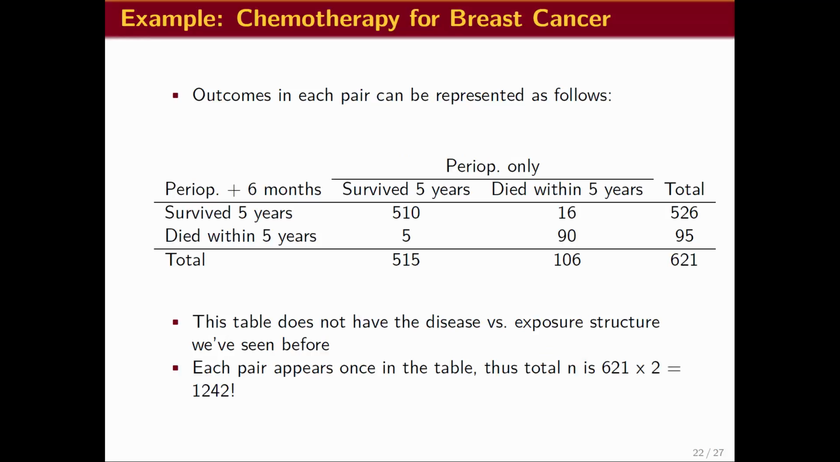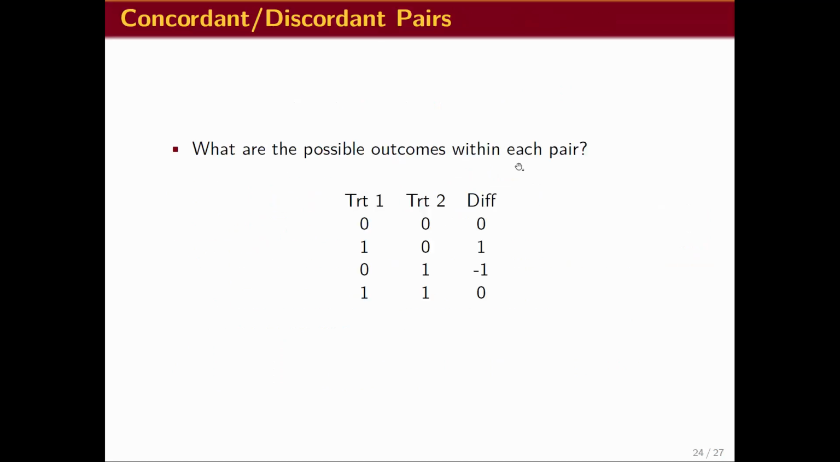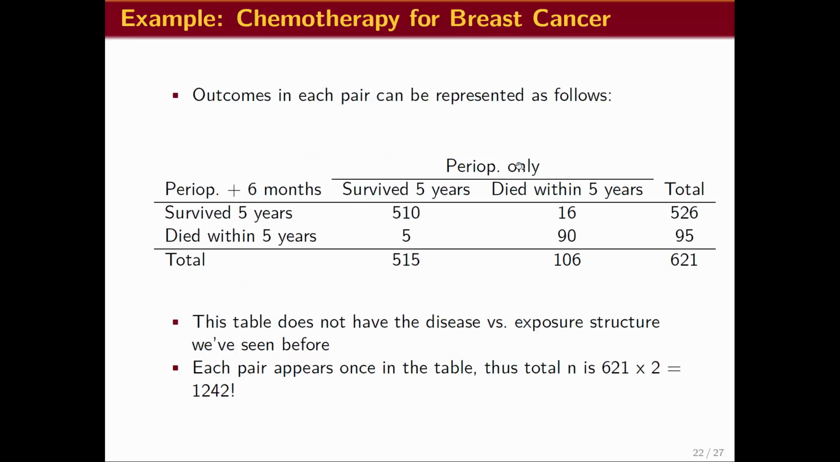So another way you could do this is you could arrange data in the following way, which is to cross-tabulate the perioperative only and the perioperative 6-month treatment groups and say who survived 5 years and who died within 5 years within those pairs. In this situation, you're tabulating the pairs. So you're saying there were 510 pairs of people where both members of the pair survived 5 years, right? There were 16 pairs of people for whom the person who got the perioperative plus 6 months survived 5 years, but the person who had perioperative only died within 5 years.